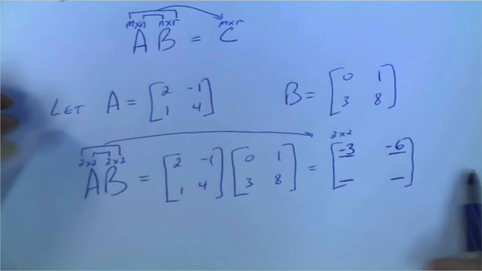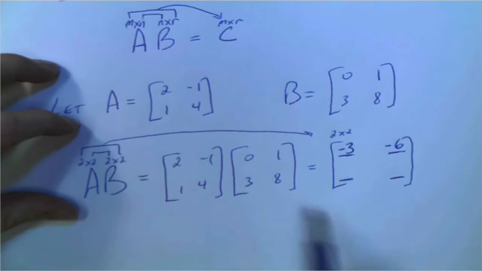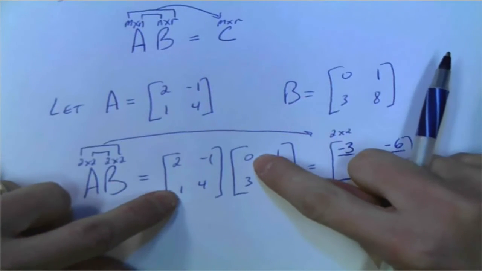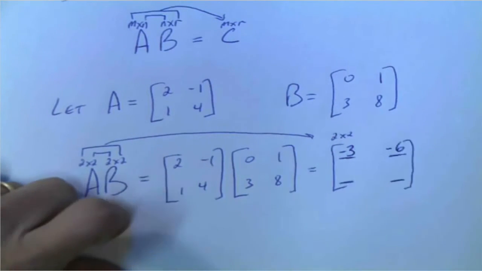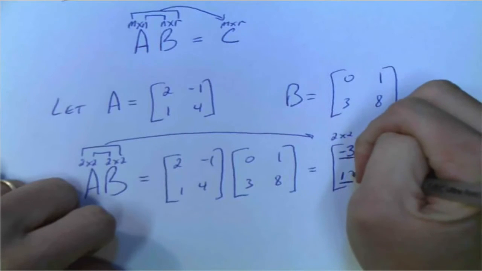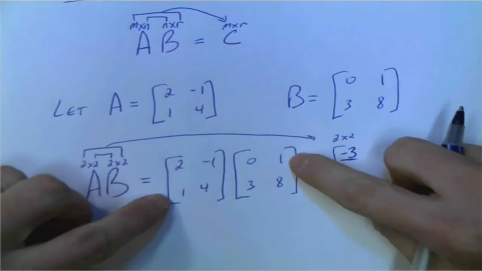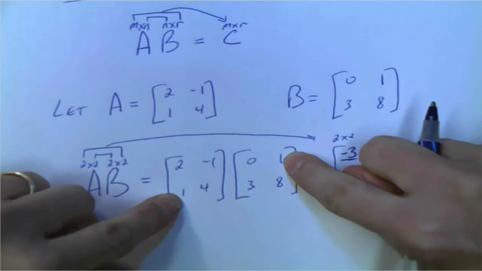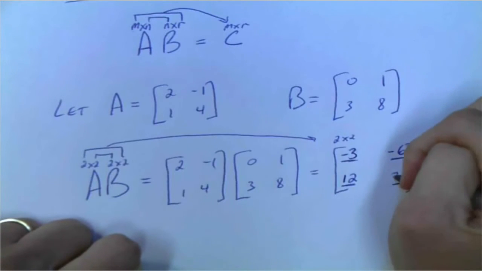Try this last row. What row and what column do we need? We want the second row this time and the first column. So you put your fingers in place, and that's 0 plus 12, which is 12. And then to get this last entry, you're in row 2, column 2. Put your fingers in place, and that's 1 plus 32, which gives you 33.